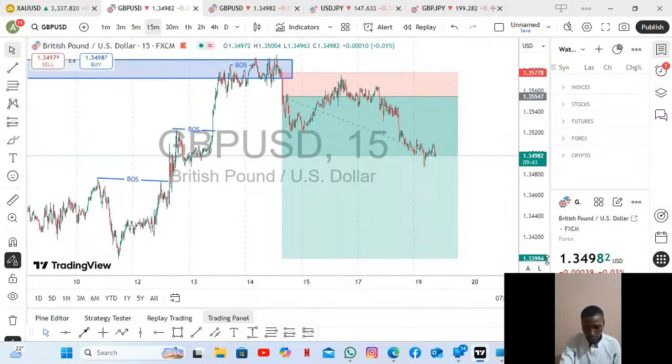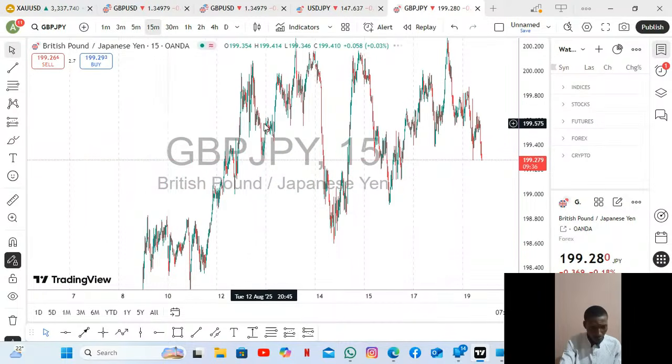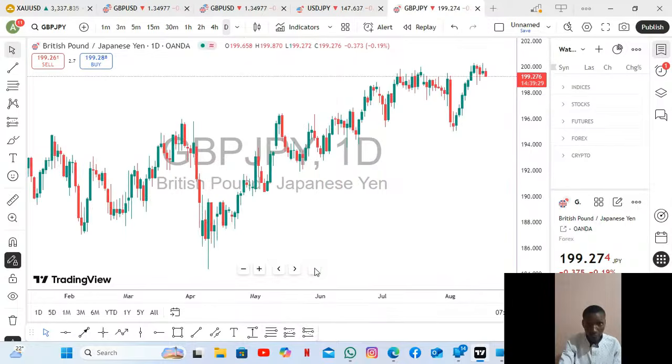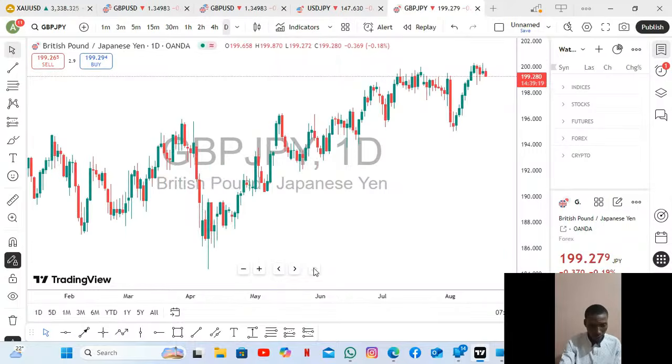At 1.33994. So let's look at what GBP JPY is saying, and then we look at one other synthetic pair and call it a day. This is the daily time frame for GBP JPY, and if there is any question, please drop your question.